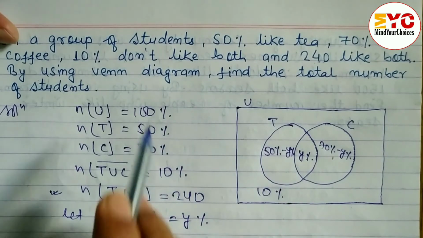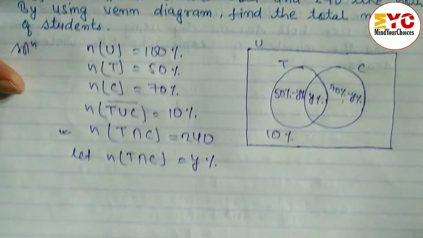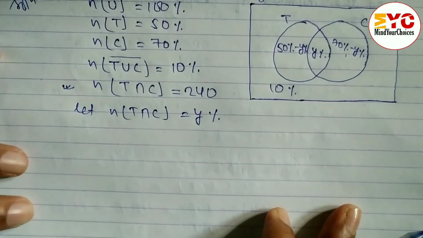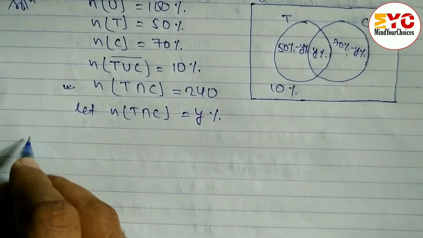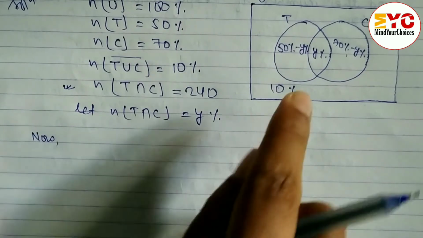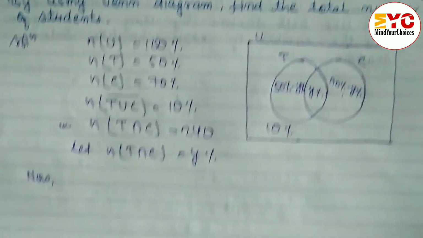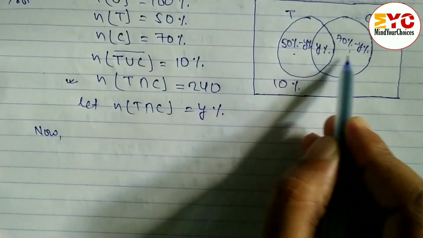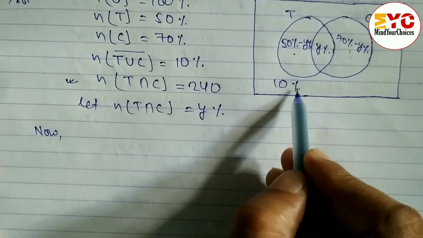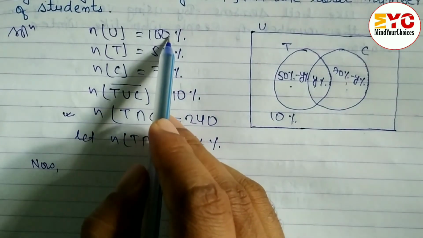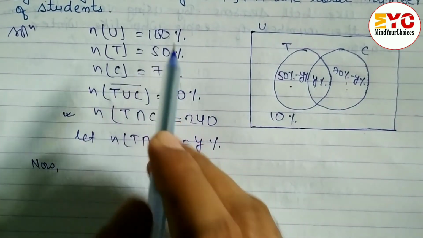We have to use the Venn diagram, so there is no need to use a formula, although you can also find it by using a formula. Here I am going to use the Venn diagram because according to the question we have to use a Venn diagram. When you add all of these parts together, we get the total. Total means how much? 100%.